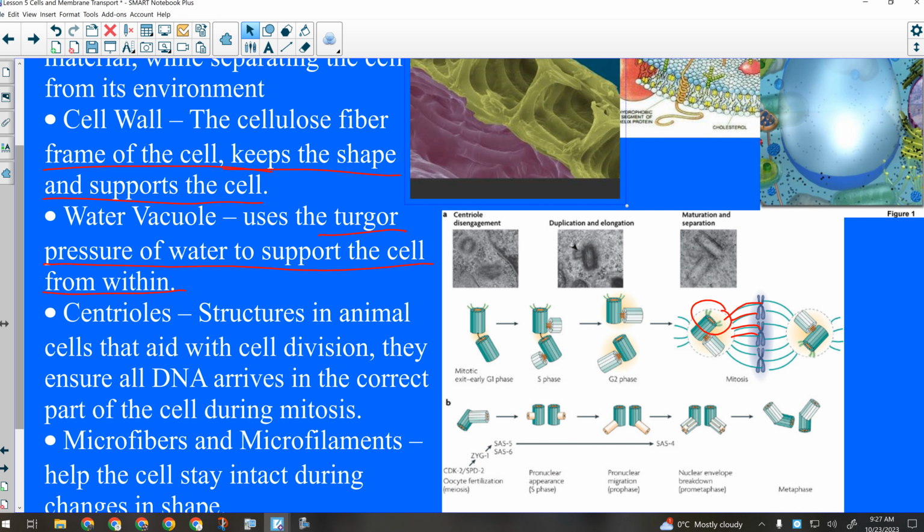Actually, there's two copies of it, but it's making sure that all the DNA gets to where it's supposed to go. Right? And remember, the reason for that was that the cell could change shape during division and possibly result in the loss of some genetic material, which we obviously don't want. All right, so centrioles aid in cell division.